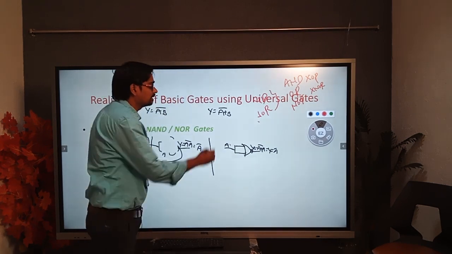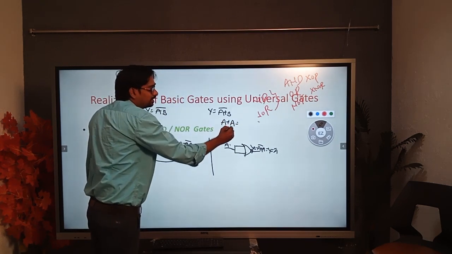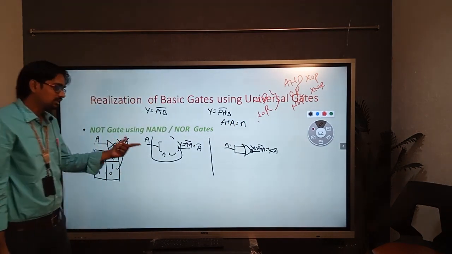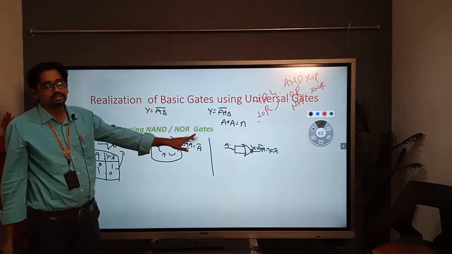A plus A is always A, as per Boolean laws. So Y is equal to A bar. So this is the NOT gate realization with the help of NAND gate and with the help of NOR gate.